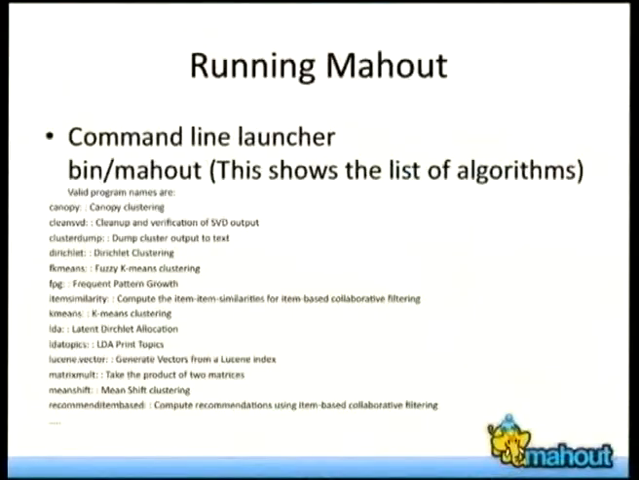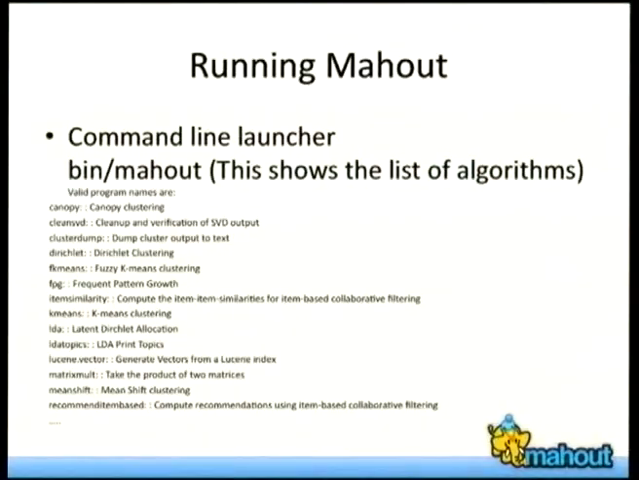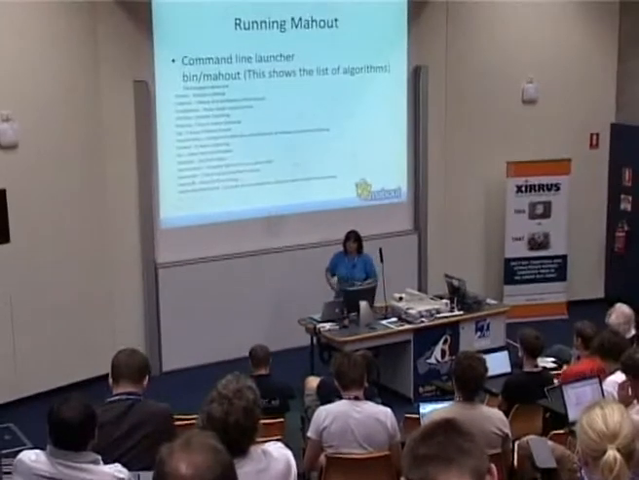So if you've downloaded the distribution, it's really just typing, it's got all these command line launches, and if you just type bin/mahout, it will list all those little command line launches that are included in there. I haven't included all of them here, but you can start to see a lot of the algorithms and some tools to help you format data into the right formats.